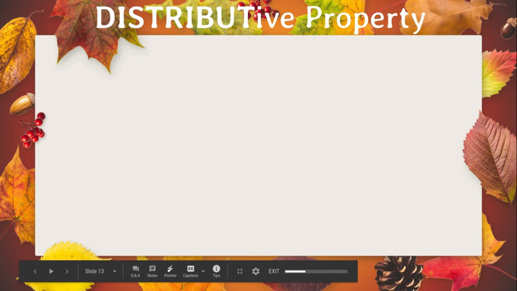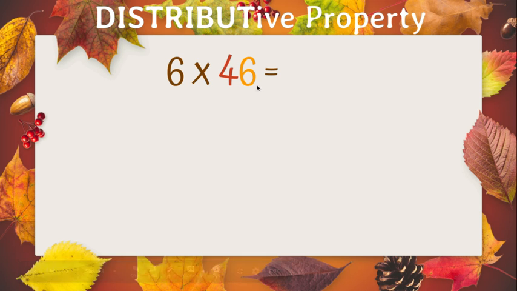All right, guys, here's a little video on the distributive property. So we're going to take 6 times 46. Now notice I color-coded the tens and the ones. That's super duper important because we are going to distribute in the distributive property. Notice I made that really big.